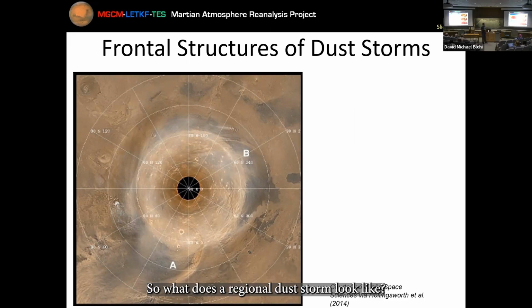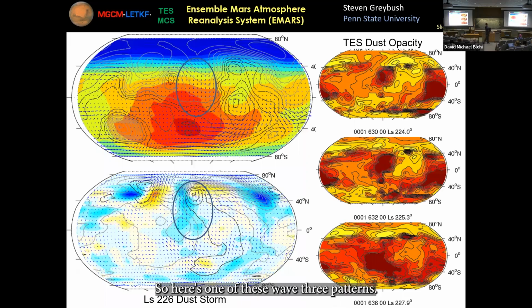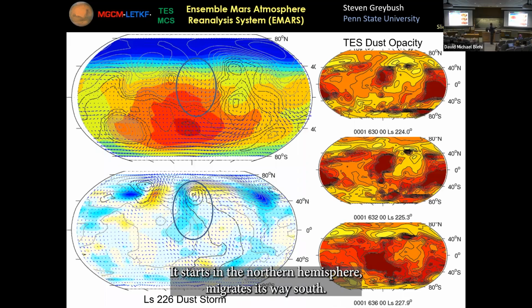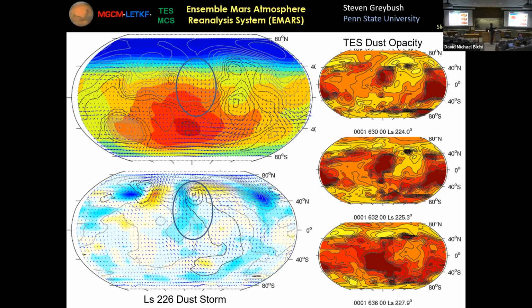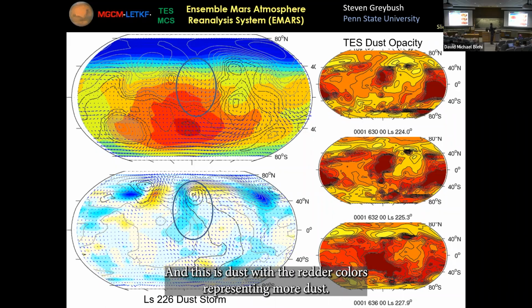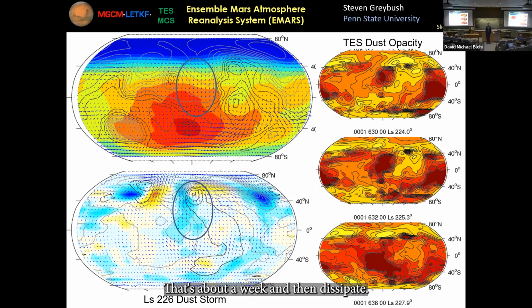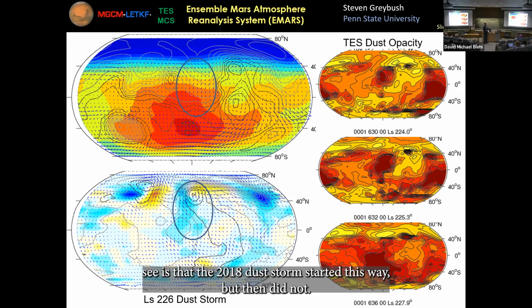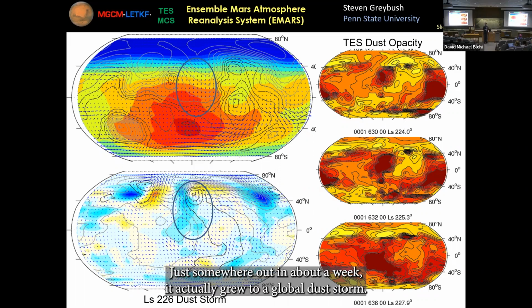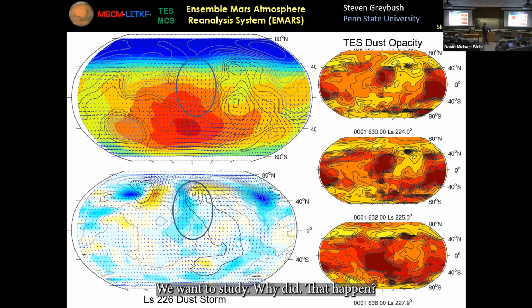Okay. So what does a regional dust storm look like? So here's one of these wave 3 patterns. It starts in the northern hemisphere, migrates its way south. Okay, this is dust with the redder colors representing more dust. And this regional storm reaches down to the southern hemisphere, lasts about a week, and then dissipates. These happen most Martian years. Okay? But what we're going to see is that the 2018 dust storm started this way, but then did not just simmer out in about a week. It actually grew to a global dust storm. We want to study why did that happen.